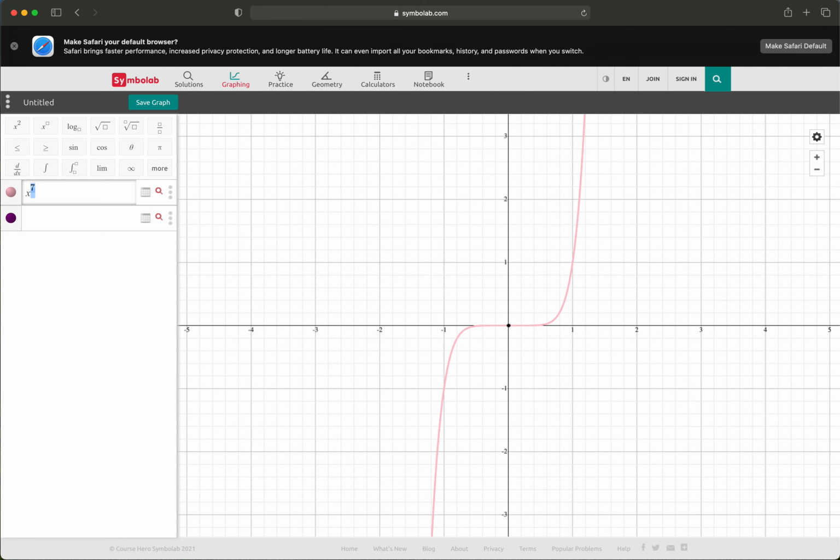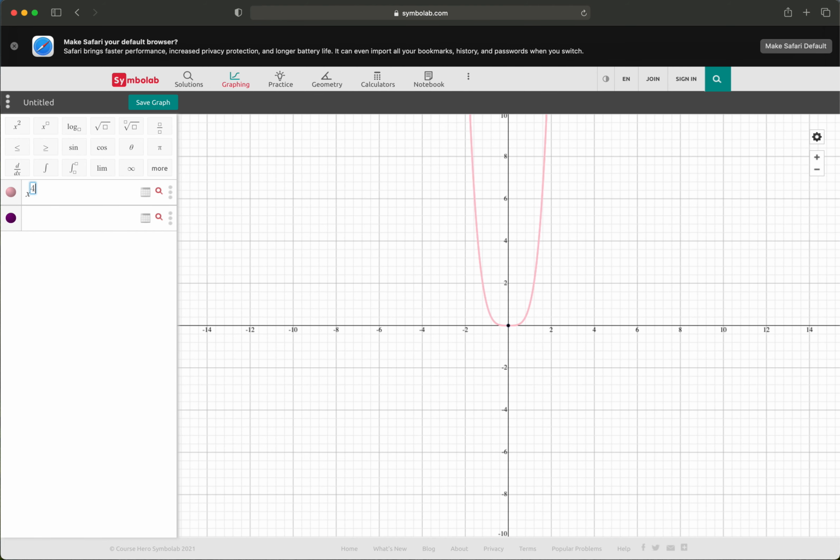Now, if we have an even power here, x to the fourth, well, it pretty much looks like x squared, except it's flatter at the bottom and it's steeper as you move away from x equals 1. So once you pass x equals 1, the graph starts to get steeper. All right, and as I said, any even power will basically give you the same graph.